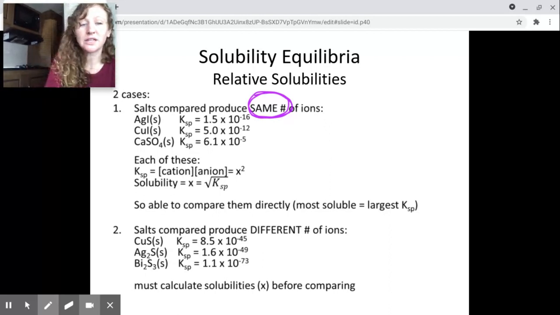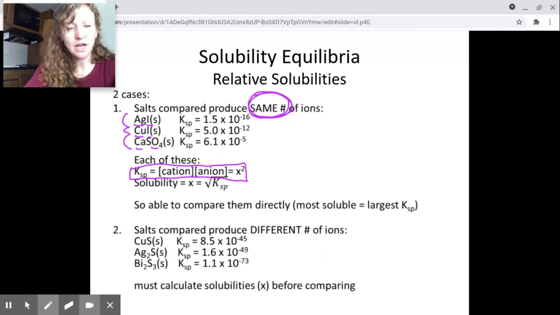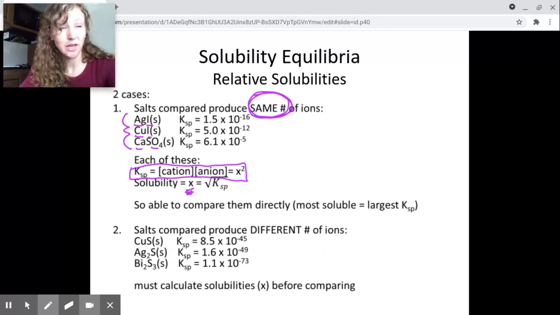If we look at the KSP for these 3 salts, for example, they all break up into 2 ions. Every single one of them breaks up into 2 ions, so the KSP is going to be really similar for all of them. If we solve for solubility, it's basically the square root of the KSP, right?